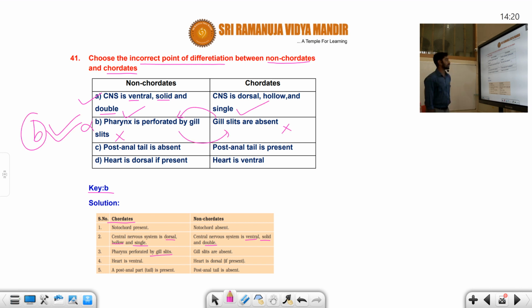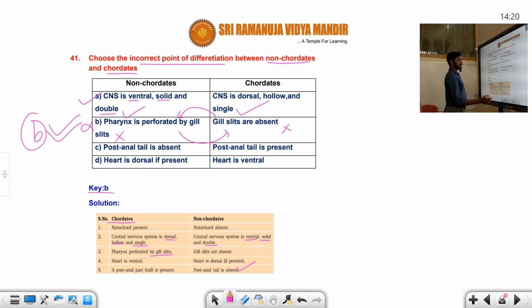Next you can see, post-anal tail is absent. Now where is the post-anal tail absent? You can see post-anal tail in chordates is present. Heart is dorsal if present? It is heart is ventral if present. This is ventral. So this one is C, D, A is present.